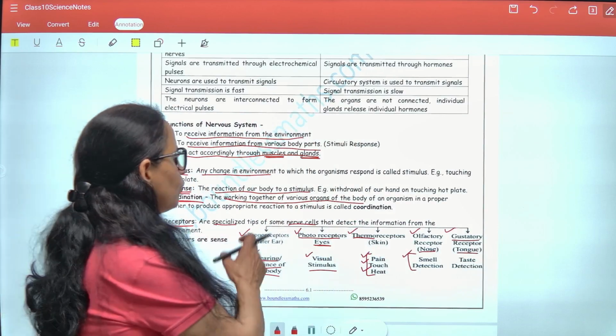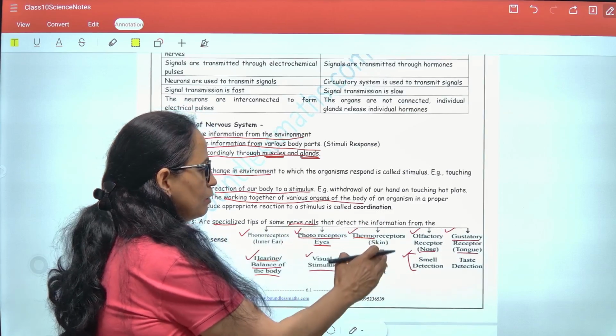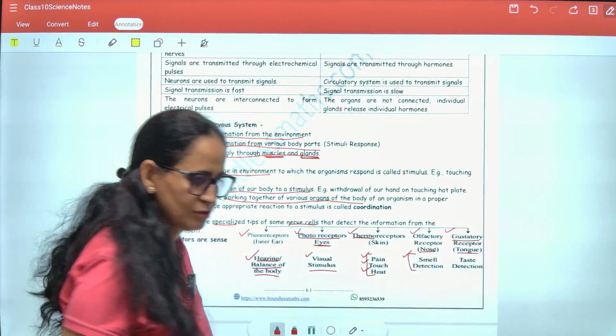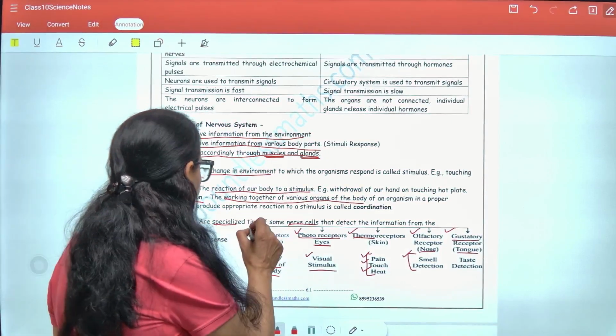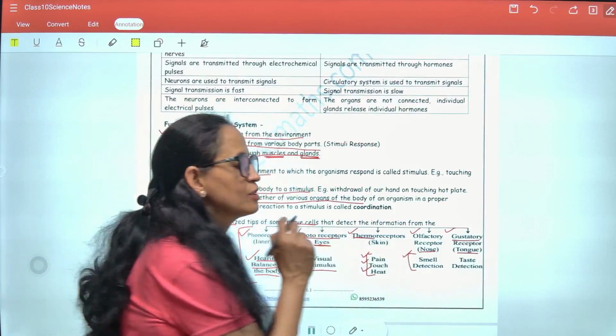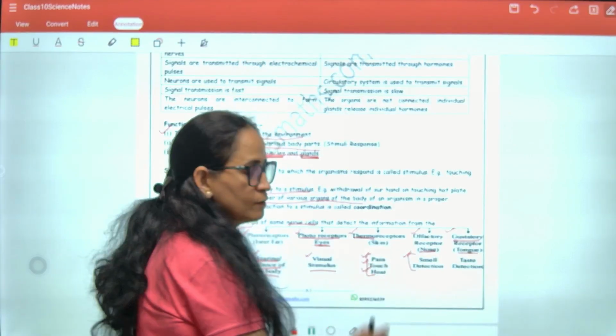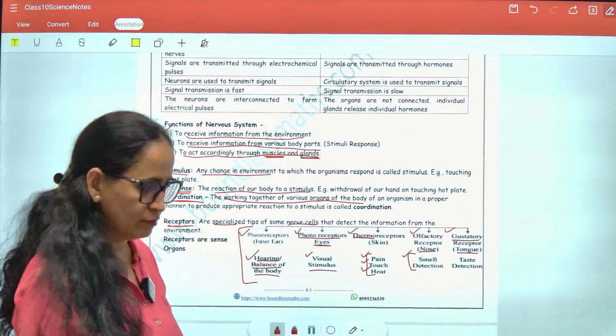So we understood the different types of receptors: phonoreceptors, photoreceptors, thermoreceptors, olfactory and gustatory receptors. It is very important to learn what these receptors are called, especially the thermoreceptors, because it is not just the temperature but also the feeling of pain, touch along with heat and cold, right?